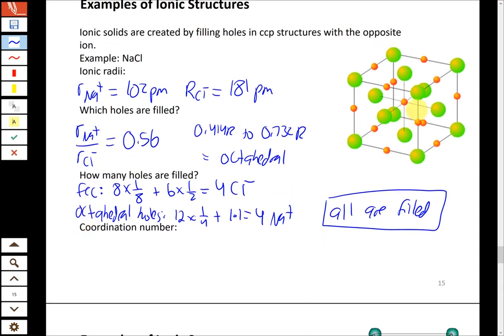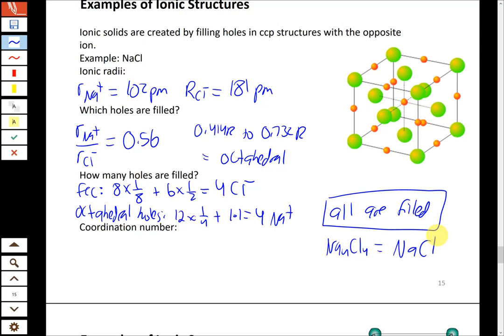So in reality, the formula for one unit cell is Na4Cl4. There's 4 cations and 4 anions in each unit cell, but of course the simpler form of that, which is how we'd write the formula, is just NaCl. So there needs to be a 1-to-1 ratio of cations and anions in the structure because of the charges.